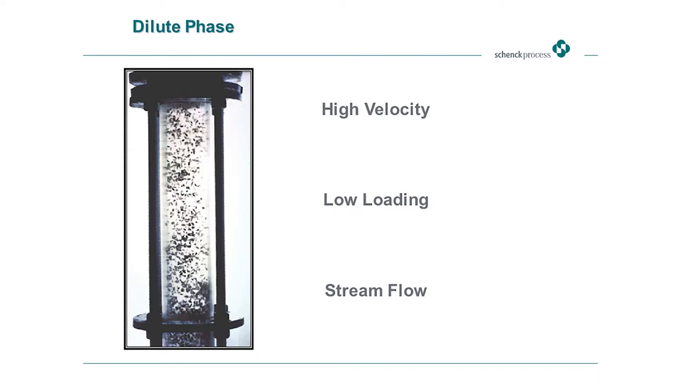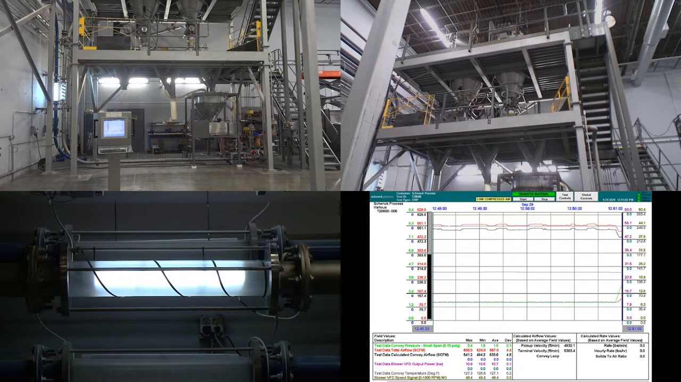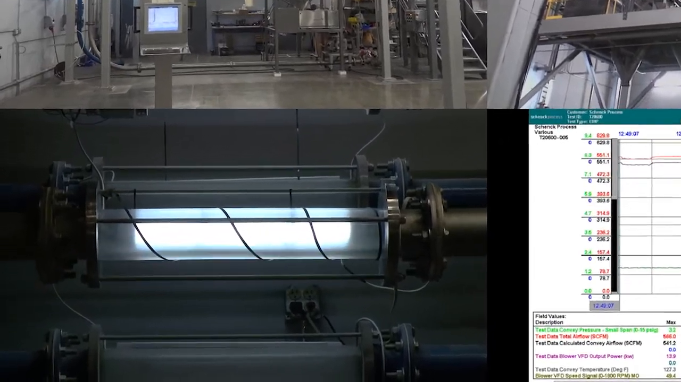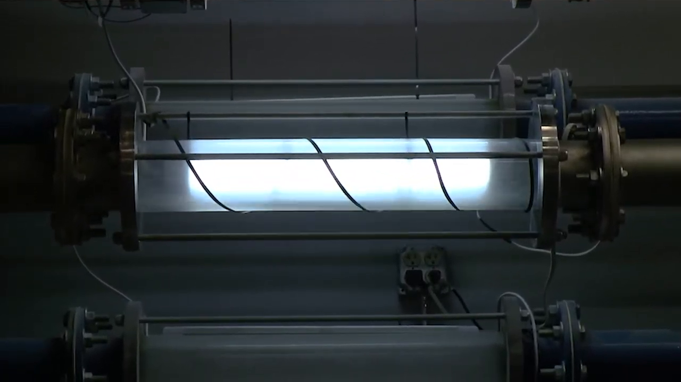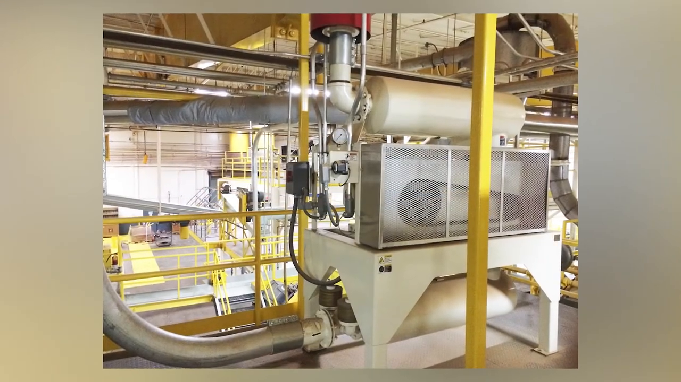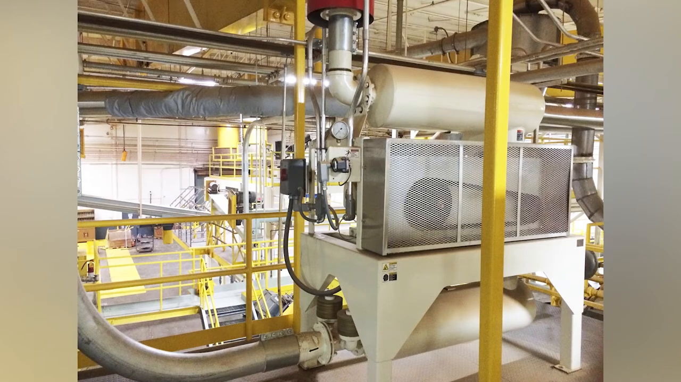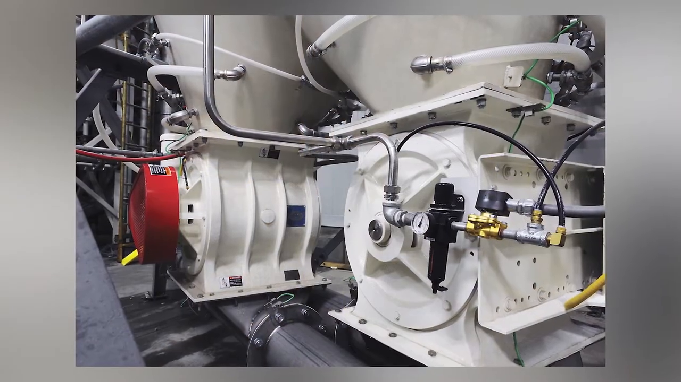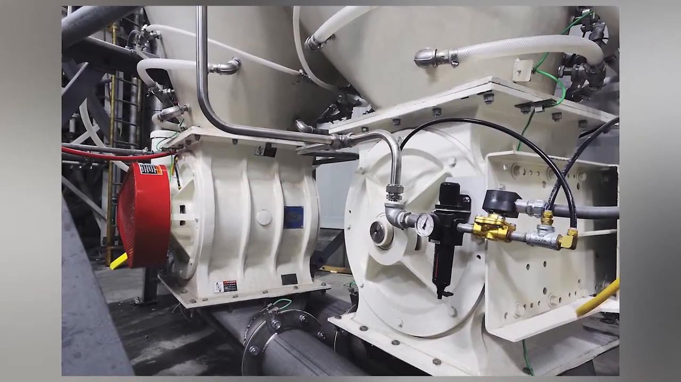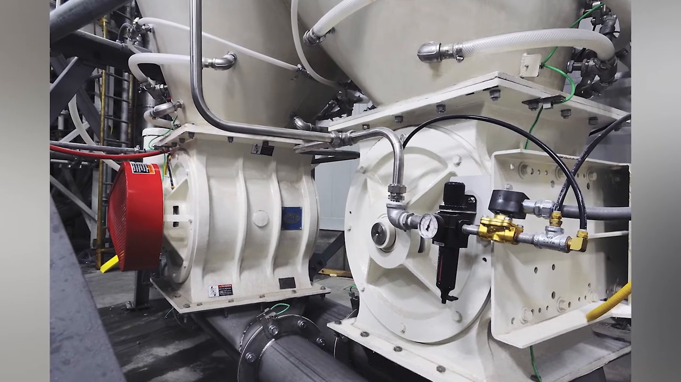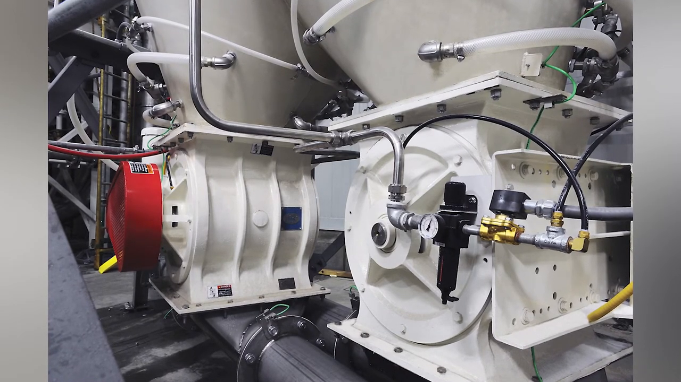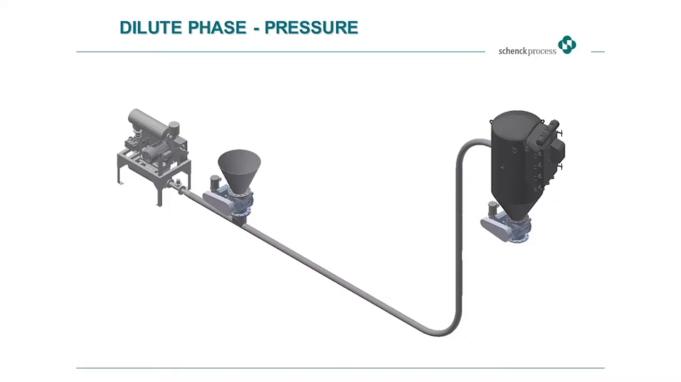The resulting flow of air and material creates pressure drop in the system proportional to the rate and the distance. The air source, usually a positive displacement blower, then delivers the needed airflow to drive the material down the line. A rotary airlock valve allows the continuous feeding of material into and out of pressurized areas of the system. Here we see the valve feeding material into a pressure dilute phase system.